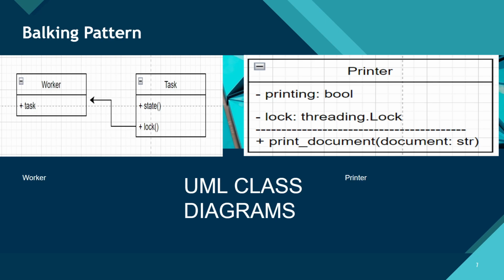So I'm just going to go over the worker diagram. In this diagram, the worker class has a composition relationship with the task class, meaning that the worker object cannot exist without a task object. The task class has a state attribute and a lock object, which are used to maintain the state of the task and synchronize access to the state attribute.